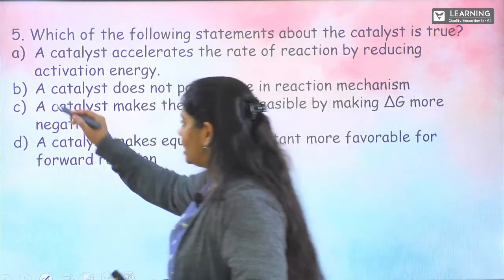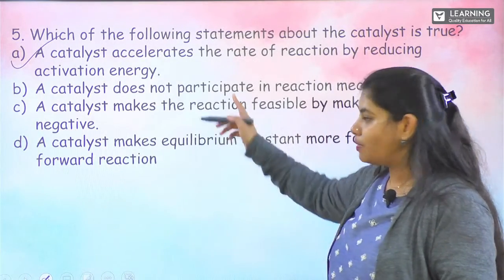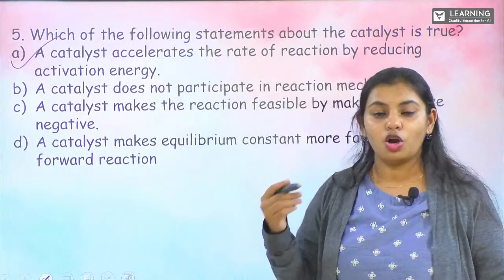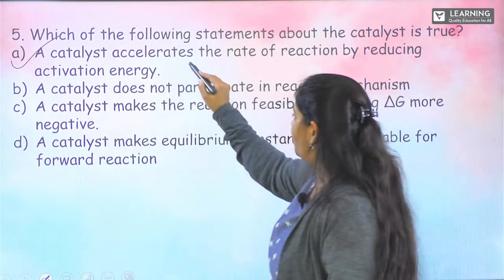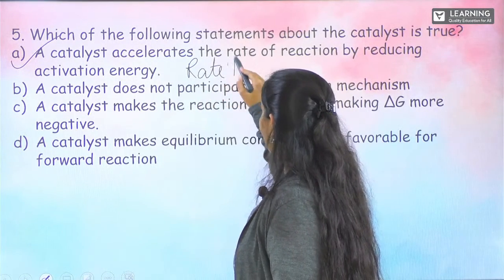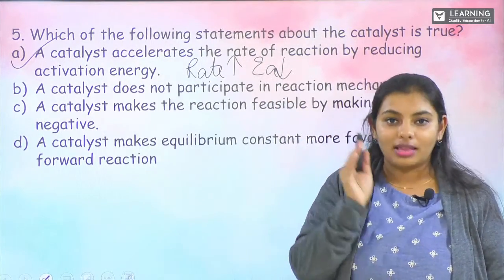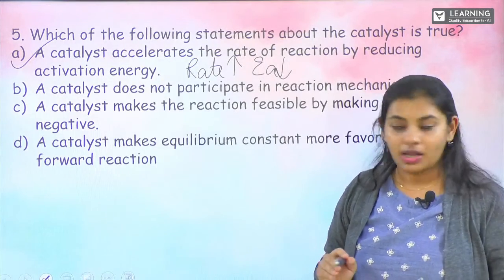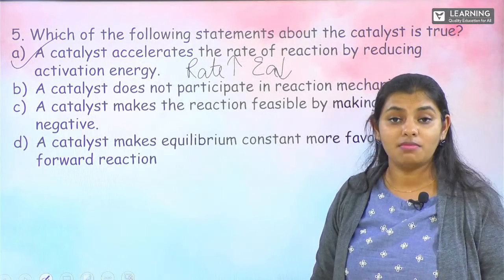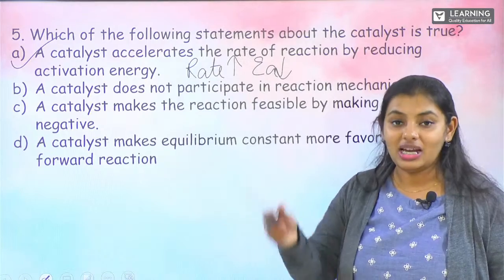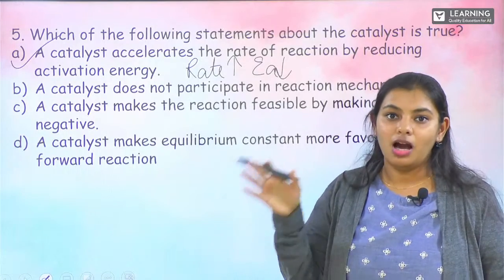This is the straight cut answer. Option A is correct. Why do we say so? That is because we just discussed that a catalyst is something which, when added, increases the rate of the reaction. So rate increases means activation energy is decreasing. When the activation energy decreases, that's when the rate of the reaction is actually increasing. A catalyst does not participate in the reaction mechanism? It does participate in the reaction mechanism. In the intermediate complex theory, as I spoke, an intermediate is formed which is unstable, and it moves to form a stable product.